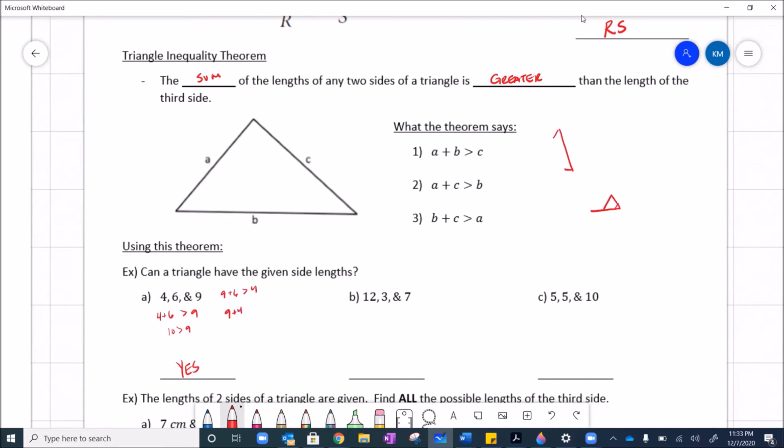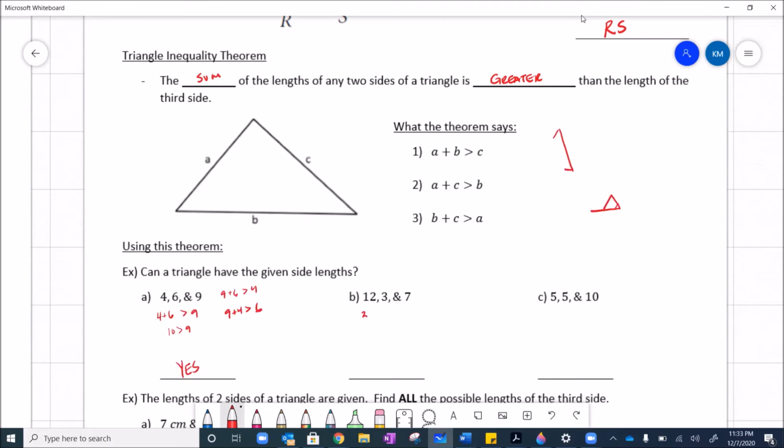9 plus 4 is greater than 6 has to be, because 9 is greater than both of those. Okay, so typically, if you add the two smaller sides together and it's greater than the larger side, you should be good. All right, B. We got 12, 3, and 7.